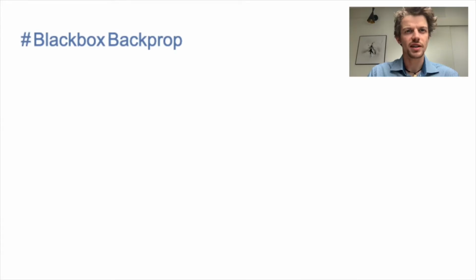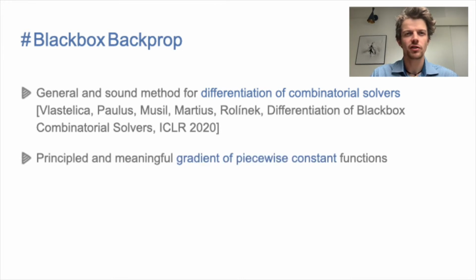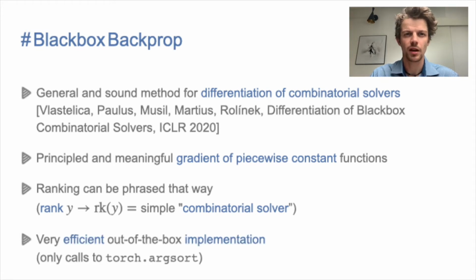To use rank-based metric as a loss function, we have to find a meaningful gradient of piecewise constant functions. Recently, we proposed a general and mathematically sound method that enables incorporating combinatorial solvers into machine learning architectures. It turns out that ranking can be phrased as a simple combinatorial solver. We can therefore make use of the developed pipeline with very simple and efficient implementation.